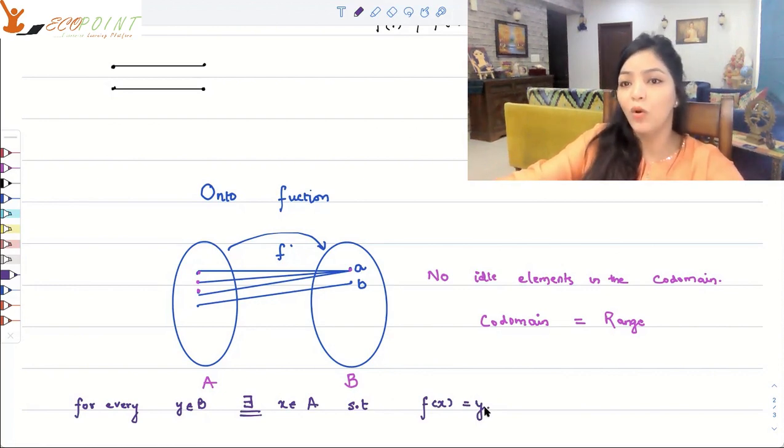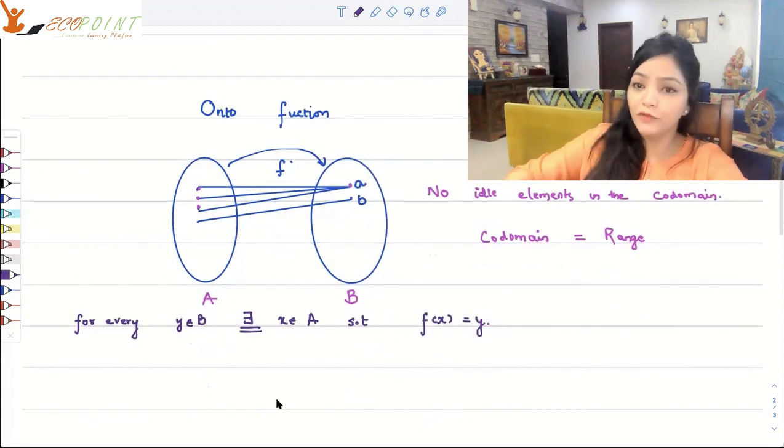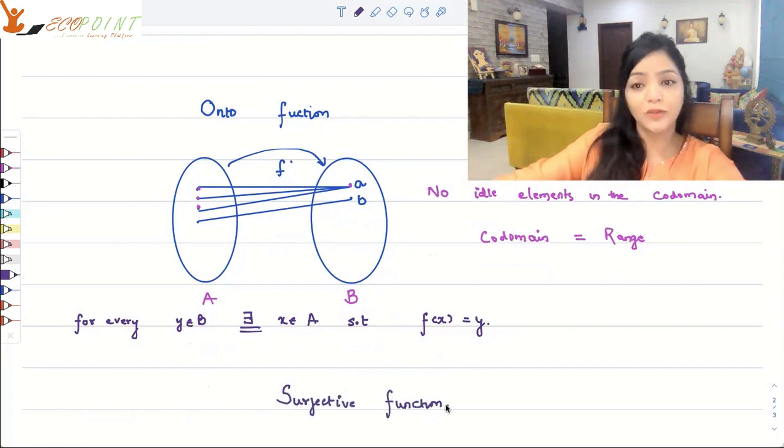That's what onto means. So it's a restriction on the codomain that you cannot have any free floating elements in the codomain which have no pre-images. Every entry needs to have a pre-image. That means codomain is equal to the range. An onto function is also known as a surjective function.